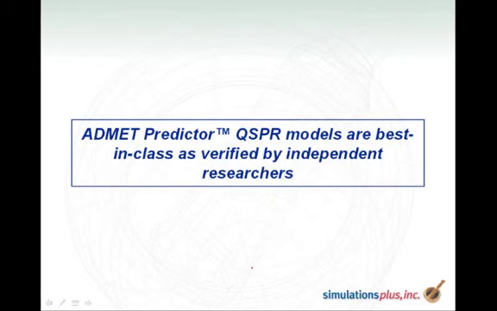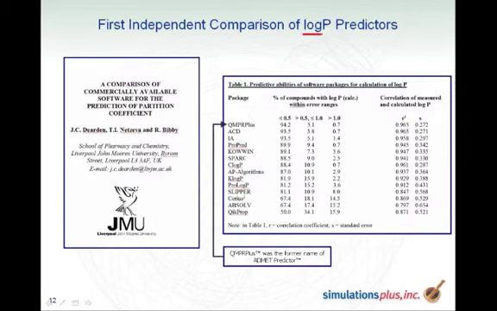Okay. We've had a number of independent researchers compare various models put out by different software, and that's what we'll discuss in this section. So the first independent comparison was of log P predictors. It was a paper by Dearden, and he compared various log P predictions to experimental results. And as you can see, we came out on top. QMPR Plus was the old name for ADMET Predictor.